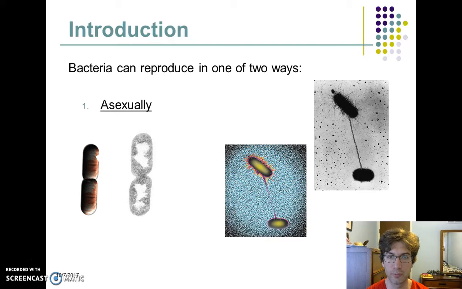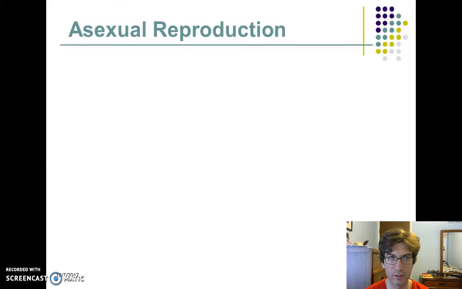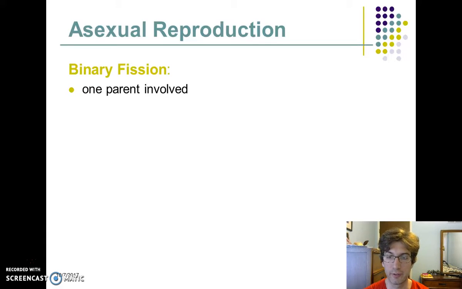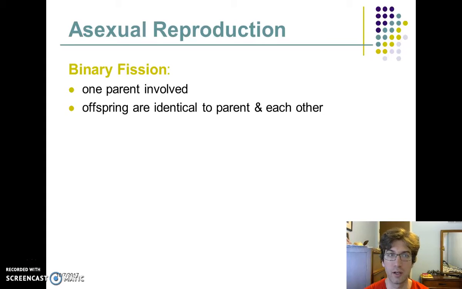We got asexual reproduction, which you can see here would be your binary fission, which we'll talk about. And you have your sexual reproduction. So let's start with asexual reproduction. Again, that's going to be called binary fission. It only involves one parent, so you only need one, like all other types of asexual reproduction. The offspring are going to be identical to the parent and each other, so you can think of it kind of like cloning, but they are going to be identical genetically.